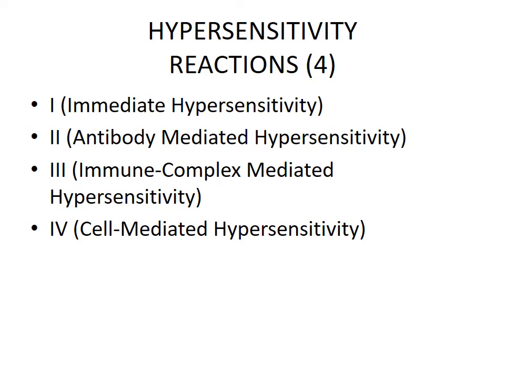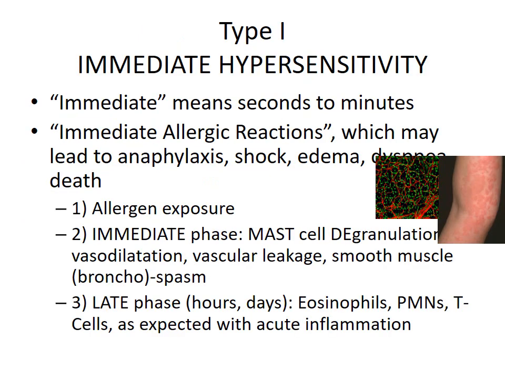Type 3 is immune complex mediated hypersensitivity, where antigen and antibody complexes develop in the circulation and get deposited in different locations where they are prone to get deposited, like the glomerular basement membrane in the kidney, blood vessels, and skin. Type 4 is cell mediated hypersensitivity, or delayed type hypersensitivity, related to cellular immunity, and it results in formation of granulomas, like the tuberculin test. The main cell which plays its role in type 1 immediate hypersensitivity is the mast cell.